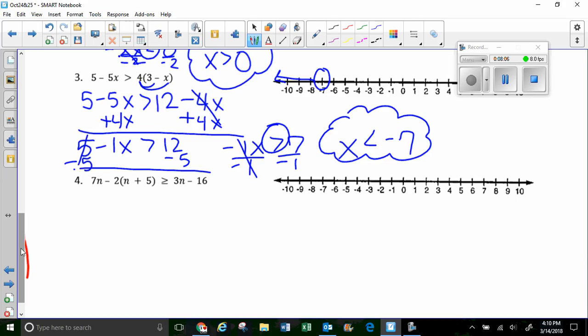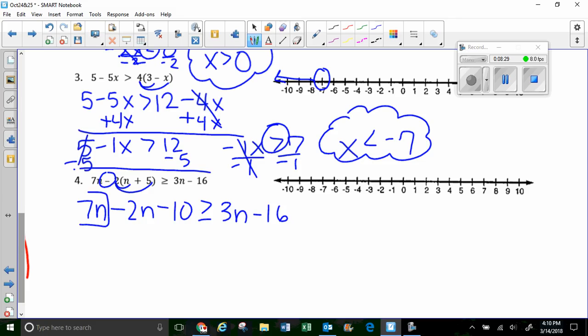And the last problem, let's go ahead and distribute. So start by multiplying that negative 2. That negative is going to come with it. Drop down to 7n. Negative 2 times n is going to be negative 2n. Negative 2 times 5, minus 10. Drop down to greater than or equal to 3n minus 16. Combine your like terms. 7n minus 2n is going to give me 5n. Minus 10 is greater than or equal to 3n minus 16.